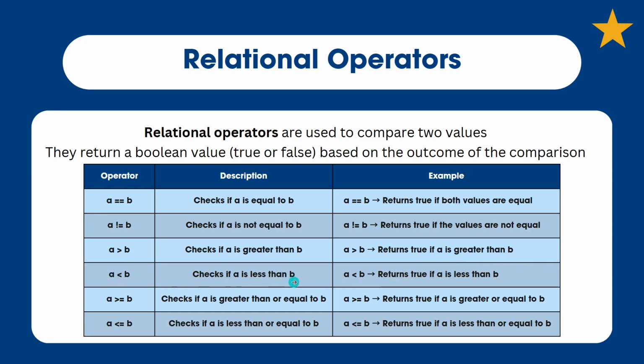Let's check the next one, less than. A less than B, let's do 10 less than 3. That would be false because 10 is not less than 3. So then this expression would return false. If 10 was less than 3, then of course it would return true.